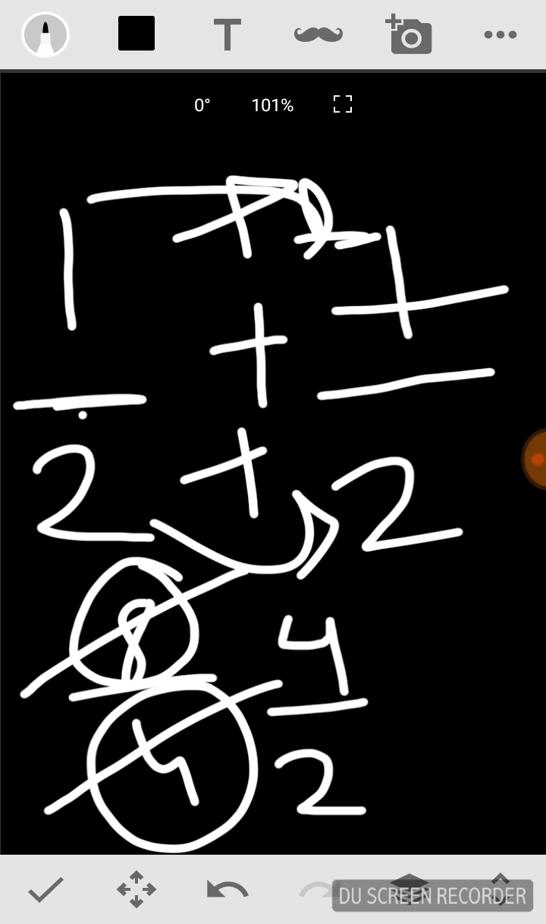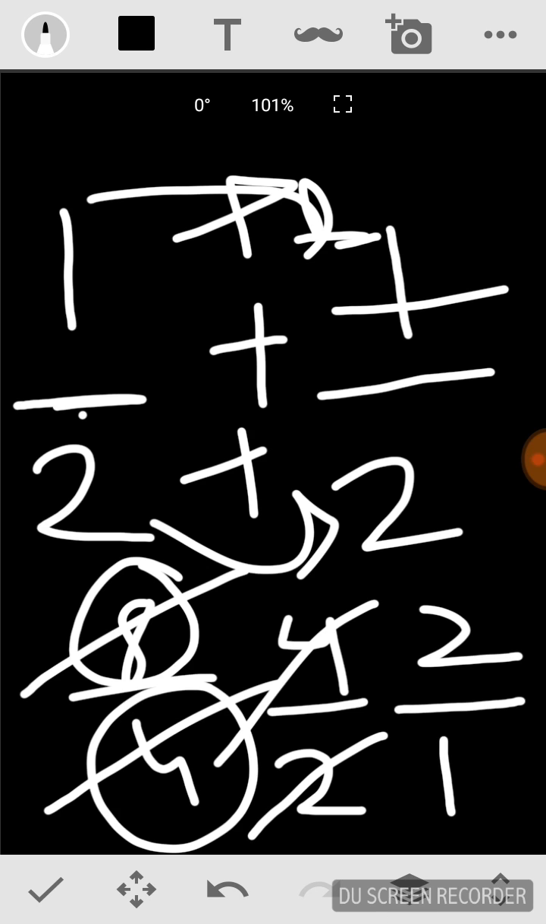Okay, let's take again from 2. Is 2 divisible from 4? Is 4 divisible from 2? Obviously yes, it's divisible, and this is also. So 2 by 1 is the answer.